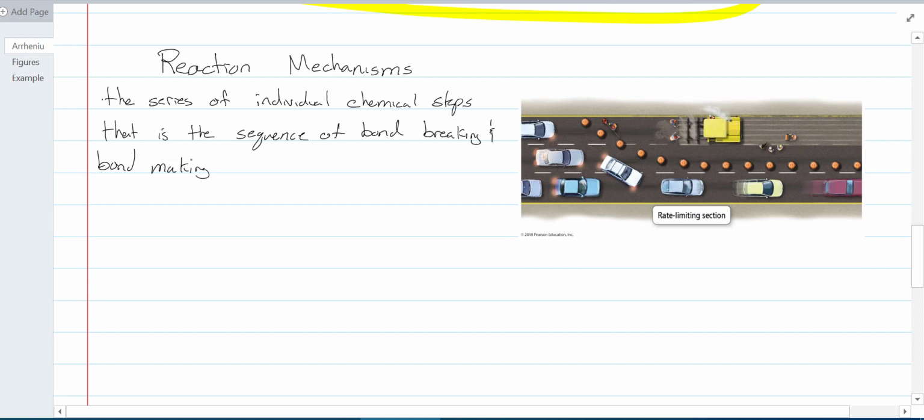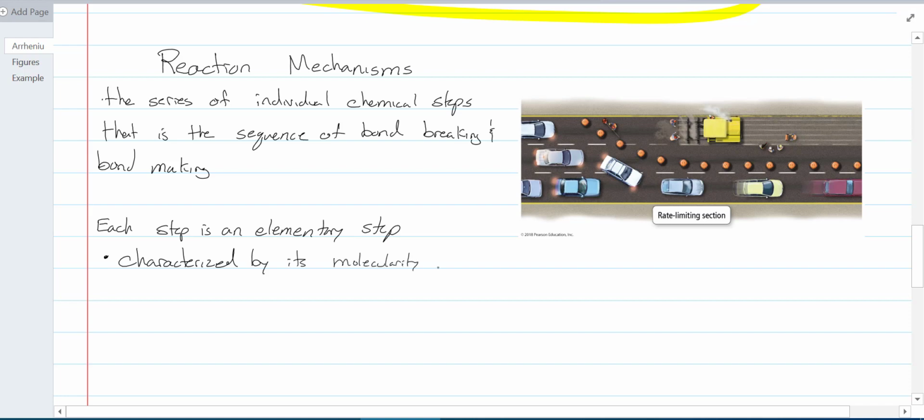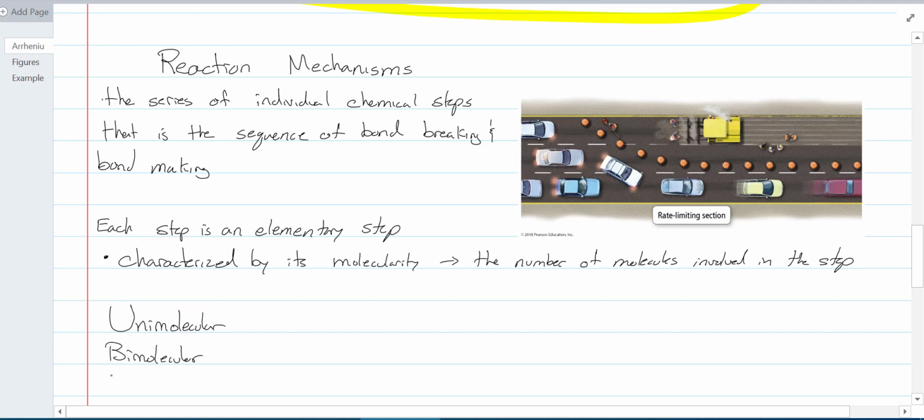Each step is an elementary step, and it's characterized by its molecularity. And that molecularity would be the number of molecules involved in the step. The molecularity can be characterized in three ways that we're going to talk about: unimolecular, bimolecular, and termolecular.